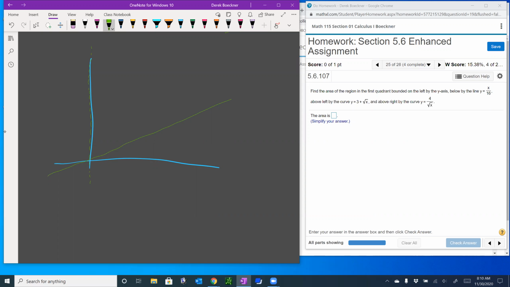Oh sorry, it's below by this line. That's good because it's not much below it. It's bounded above and left by the curve 3 plus the square root of x. So there's 3, there's the square root of x. So that's above and to the left. So that's that boundary, that's that boundary, that's that boundary right through here. And then above and right by the curve 4 over the square root of x, which is going to look something like this. So it's going to be this weird region here.